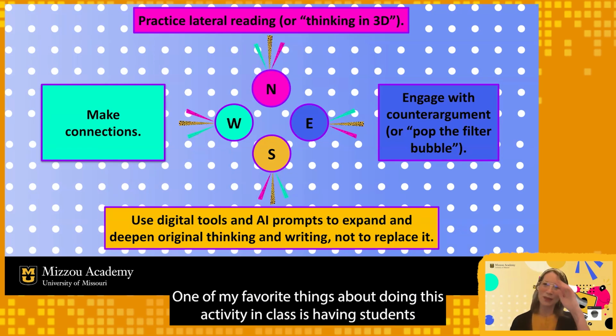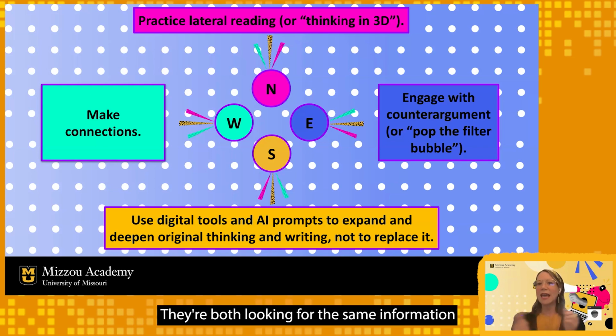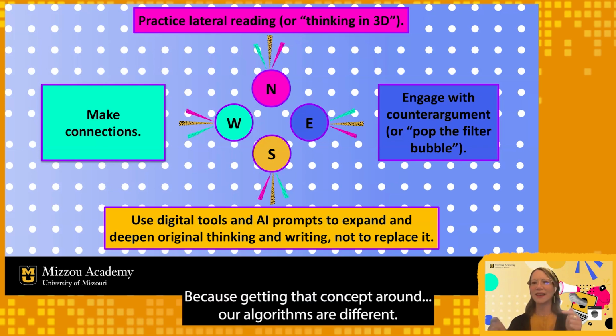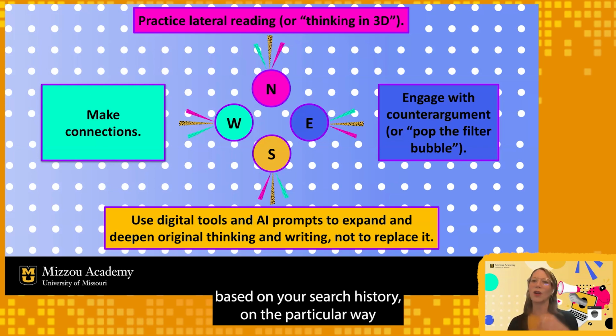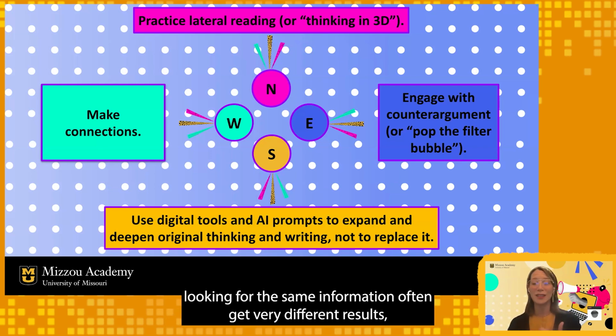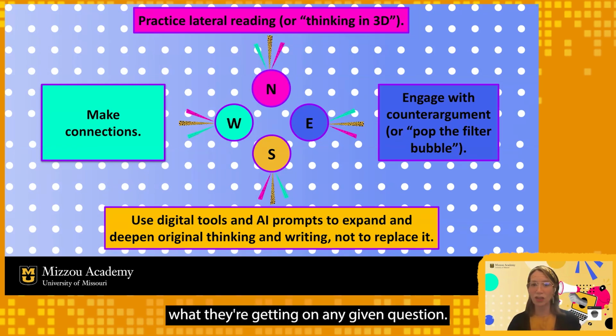One of my favorite things about doing this activity in class is having students use their own phones and enter their own prompts. They're both looking for the same information, and then compare what their devices gave them. Because getting that concept that our algorithms are different, our filters are different based on your search history, on the particular way you framed a prompt or asked the question. The same people in the same group looking for the same information often get very different results. And it's fascinating to watch them compare and make connections about what they're getting on any given question.